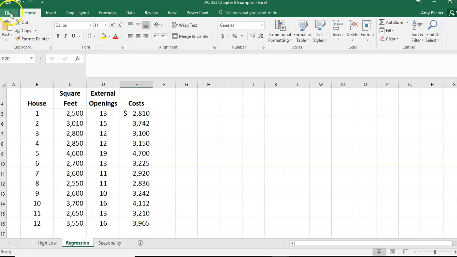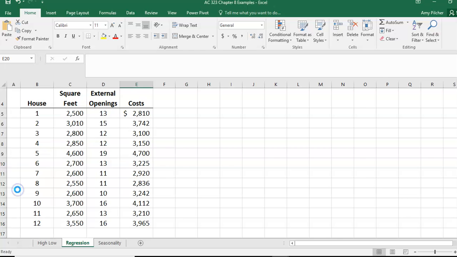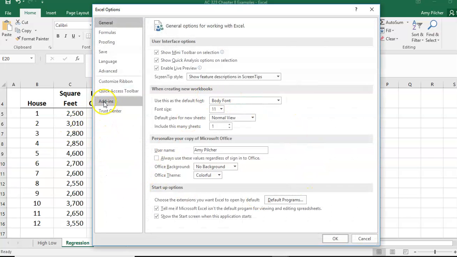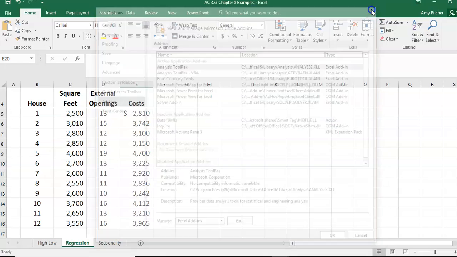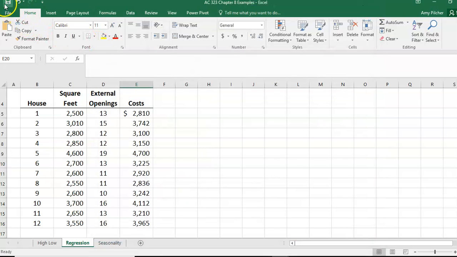So for regression analysis, we need to have the Data Analysis Pack for Excel installed. And how you install that, on a PC, you go to File, Options, Add-ins, the Analysis Tool Pack, and then Go. For an Apple computer, it is called Tools, and then Options and Analysis Tool Pack.